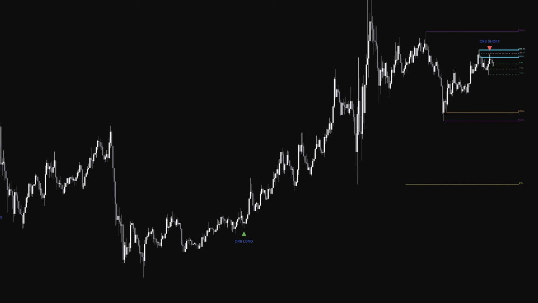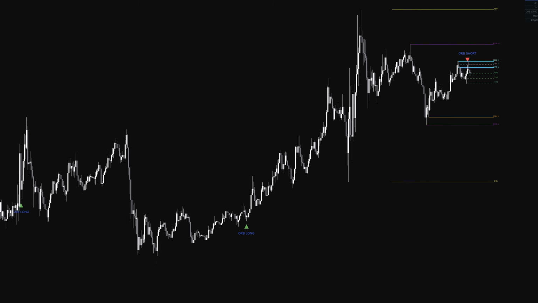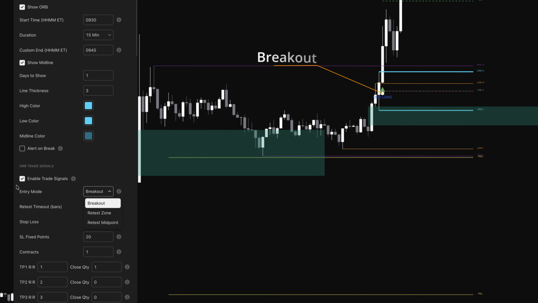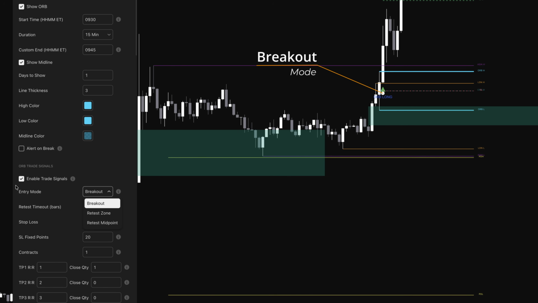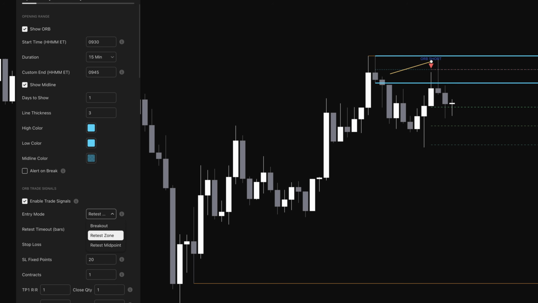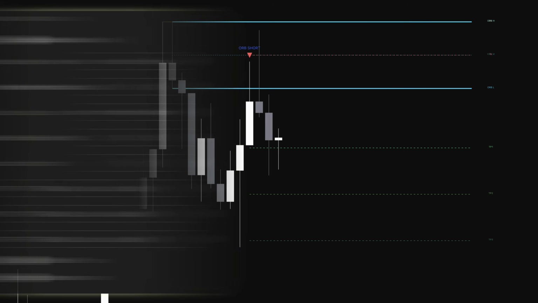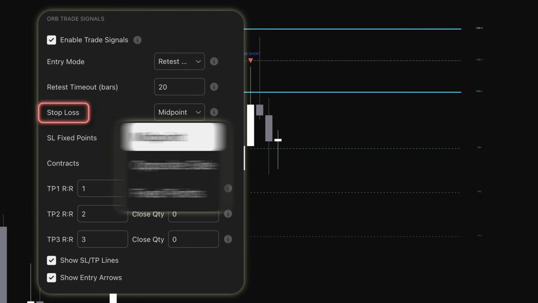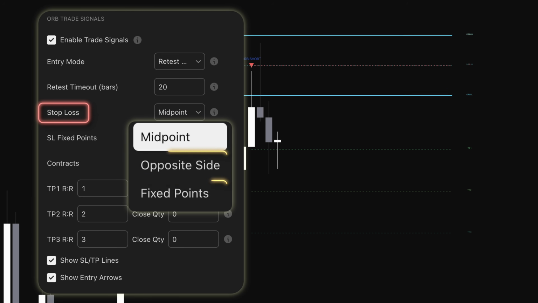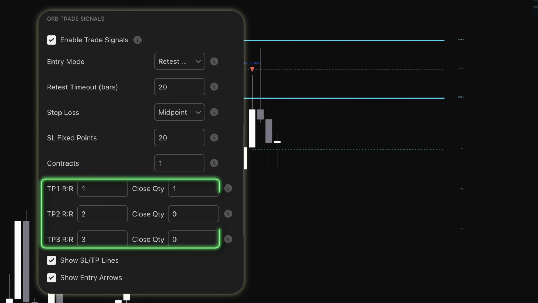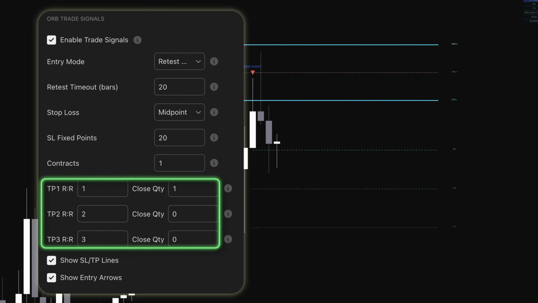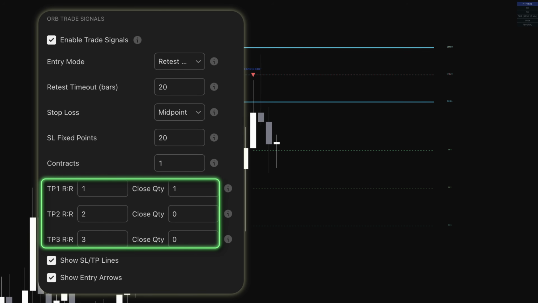The most valuable addition is the ORB trade signal system with 3 entry modes. Breakout mode enters immediately on candle close through the level. Retest zone mode waits for price to wick back to the broken level before entering. Retest midpoint mode requires price to pull back to the ORB midline before triggering. Each entry includes automatic stop-loss placement using midpoint, opposite side, or fixed points, plus up to 3 take profit levels with customizable risk-reward ratios and partial exit quantities.